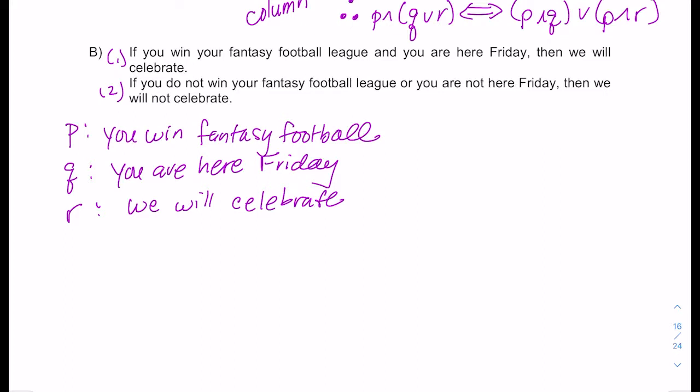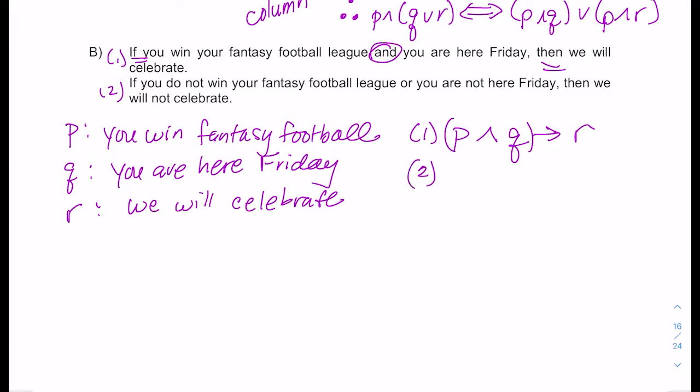So if I want to convert number 1 to a statement, it says if you win fantasy football, so that's P, and you are here Friday, that would be Q, then we will celebrate. So this is an if-then. So I need to put my arrow to the right, and we will celebrate as R. I also have two connectors here, so I'm going to put P and Q in parentheses, as we discussed in 3.2.